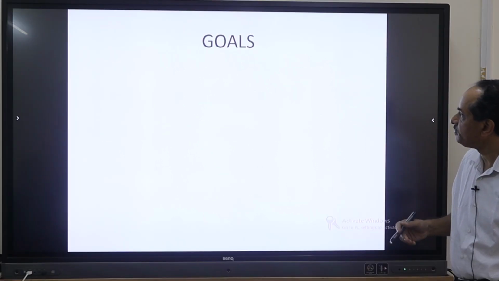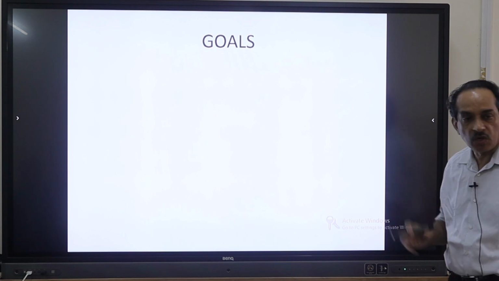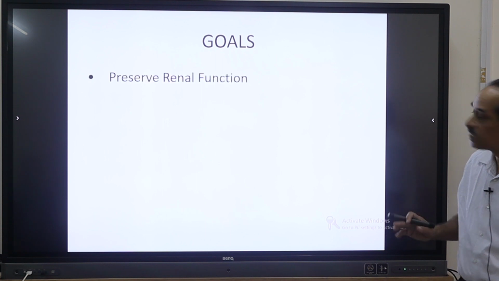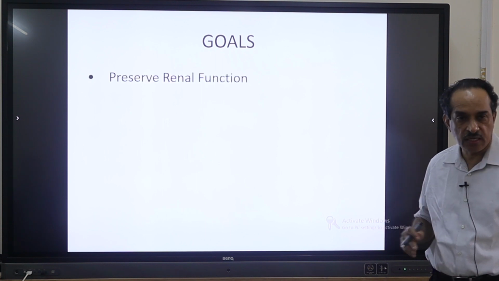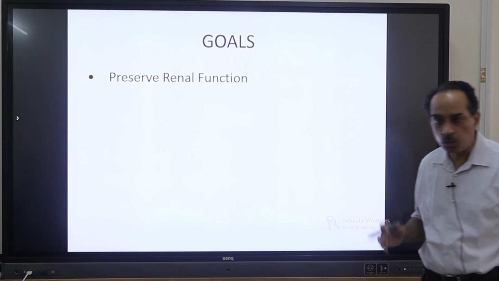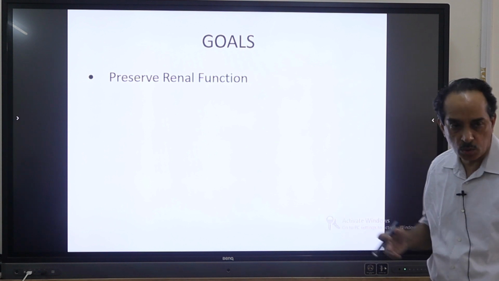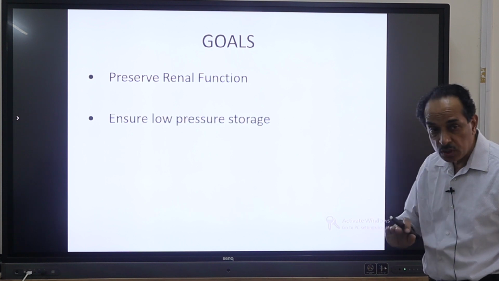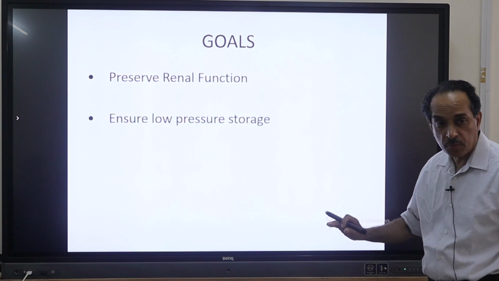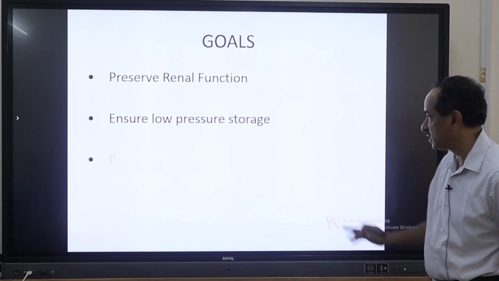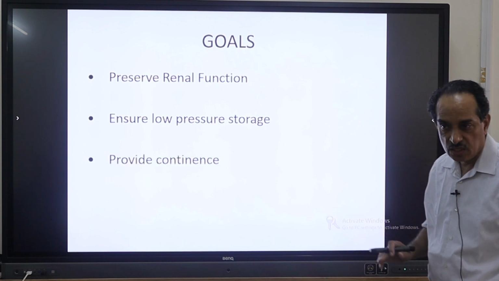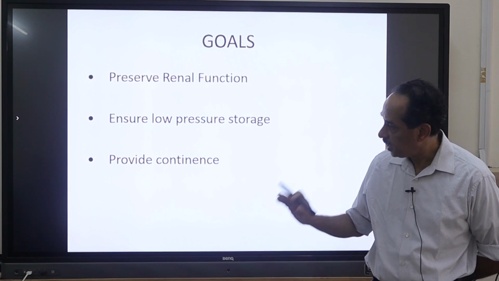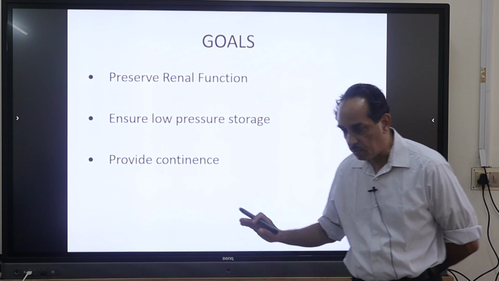Next one. In the rehabilitation, what are the goals? The goals that you see are to preserve the renal function, because when the kidney is damaged, there is nothing you can do. You can probably transplant and all those things. Other than that, you cannot retrieve that. So preserve renal function and ensure a low pressure storage. Next is to provide continence, social continence. You should neither leak through the bladder, nor be unable to empty the bladder at will.